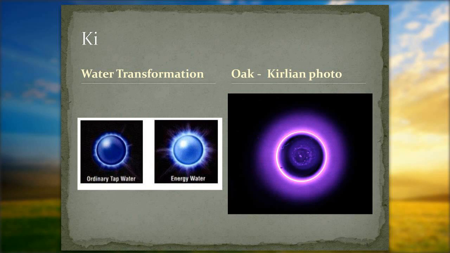So Kirlian photography shows right here oak, the flower essence oak, and how it looks underneath a Kirlian photo. And then we take ordinary tap water and then just energy water, which is somebody just thinking positive thoughts, and you get to see the transformation. In energy water, the purple starts to come out just a little bit, becoming brighter. The whole surface area becomes brighter. And then in the oak, it becomes very distinct in how it looks in its flower essence.